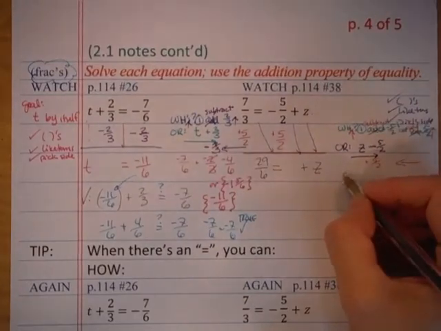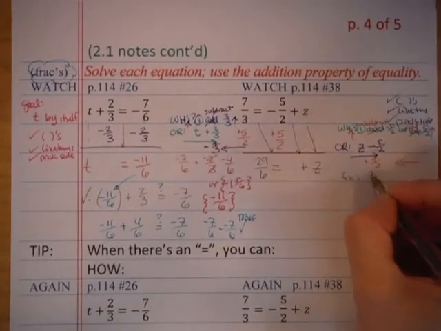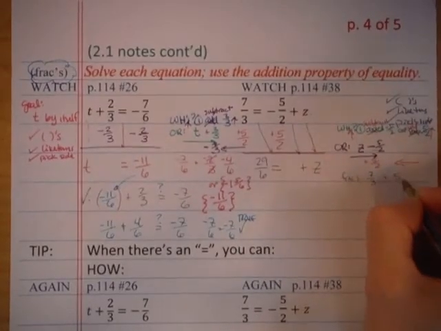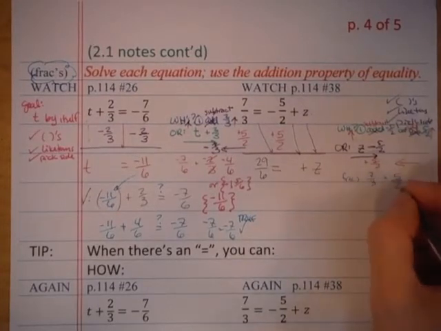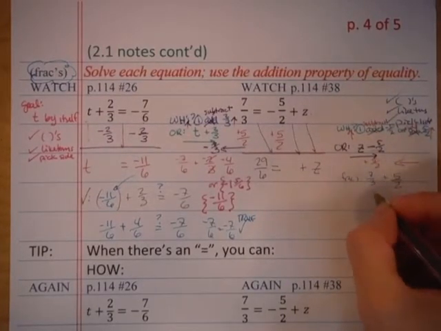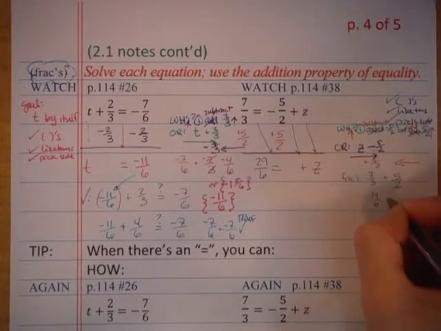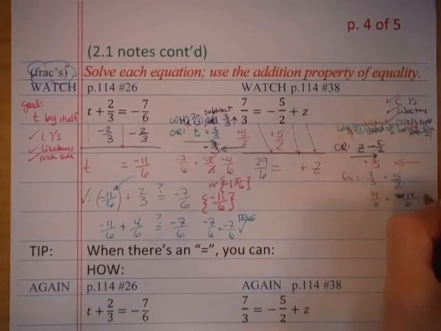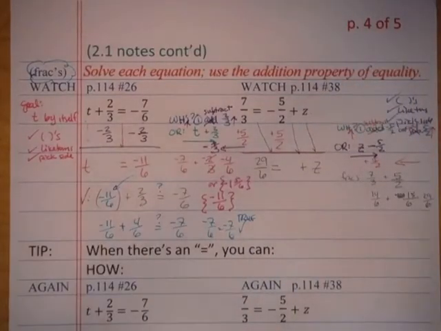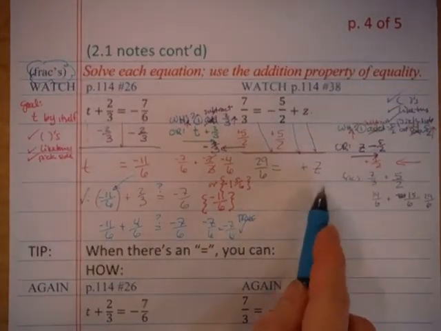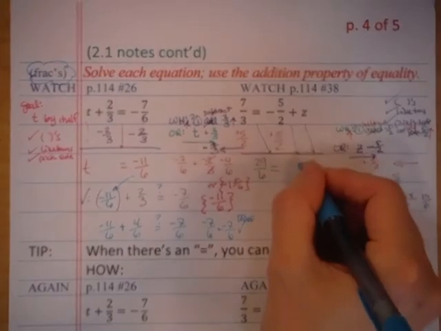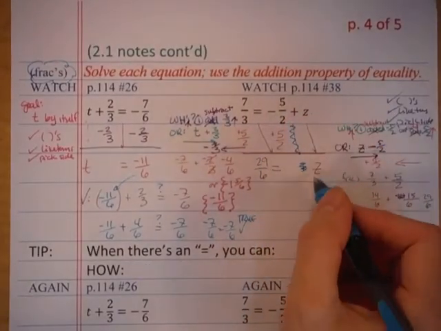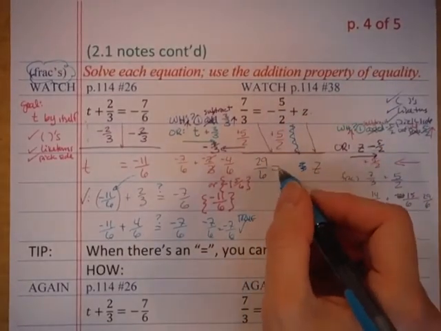Here's what happened with the fractions. Okay, I've got 7/3 plus 5/2. I need to change those to common denominators. 6 would be that common denominator. I would get 14/6 plus 15/6, and that gives me 29/6. So our final answer, oh, I don't need the plus, sorry about that, because Z's all by itself. Our final answer is Z equals 29/6.